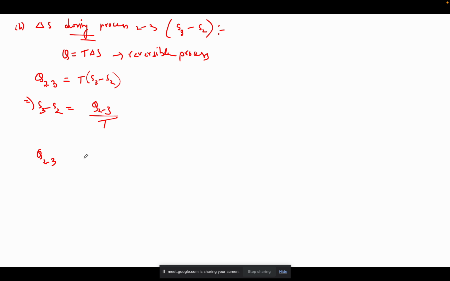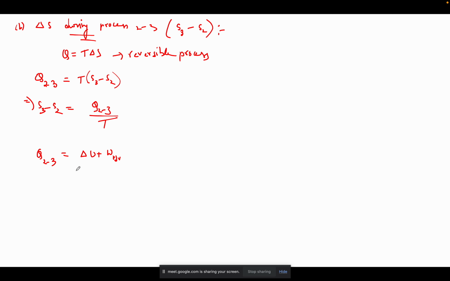Yes, so now we have to calculate the Q2 to 3. Now from the first law of thermodynamics, Q is what? Delta U plus work done. Actually it was delta E, but if you neglect all other forms of energy, then it becomes only internal energy change. And this is W. Here there is no other form of work like electrical energy, so this is basically your W equals PdV, that is the PdV work.